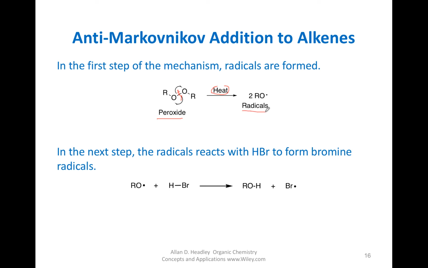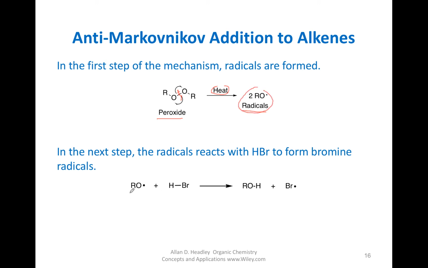Notice these are radicals. They are not cations anymore. These are radicals, one electron on each of the species here. So that's a dot. Whenever you write these mechanisms, make sure you put a dot. A dot here means one electron, an odd electron. So the first step is to create the radicals.